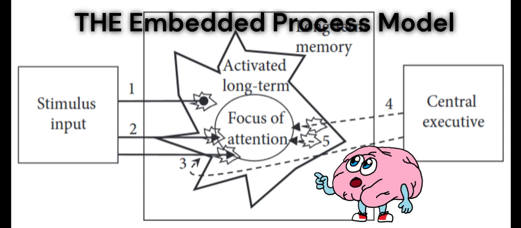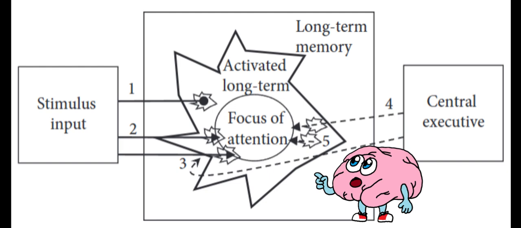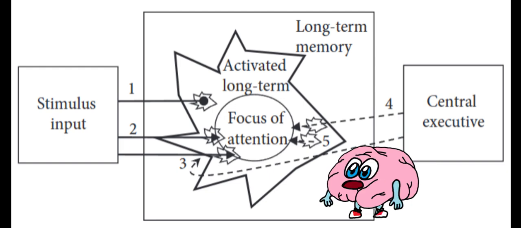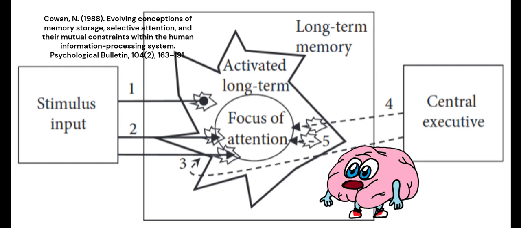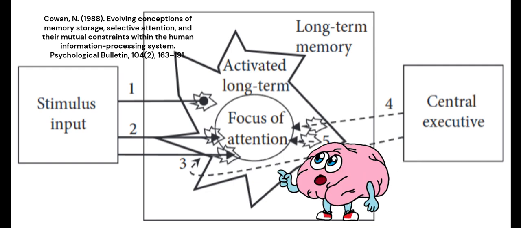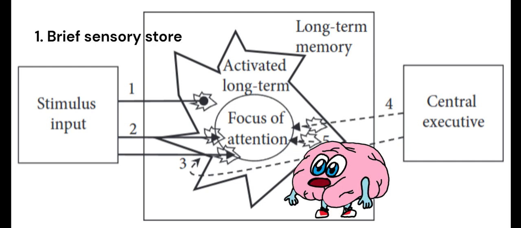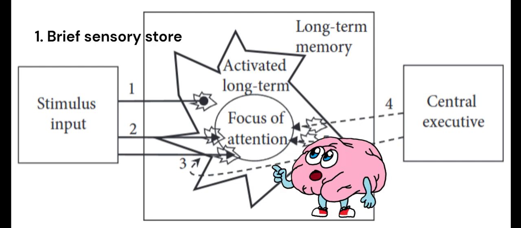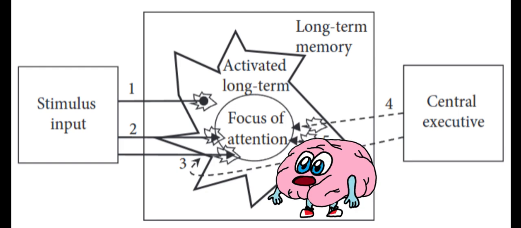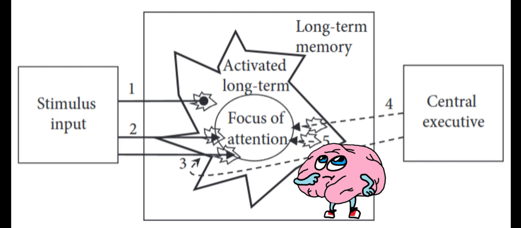The embedded process model is a framework for understanding how working memory works and how it's related to other memory processes. It was first conceived by Nelson Cowan in 1988 and has eight major components. One, a super brief sensory store that only lasts a few hundred milliseconds and can even feel as if it's a continuation of the sensory stimulus, even if the stimulus itself goes away.